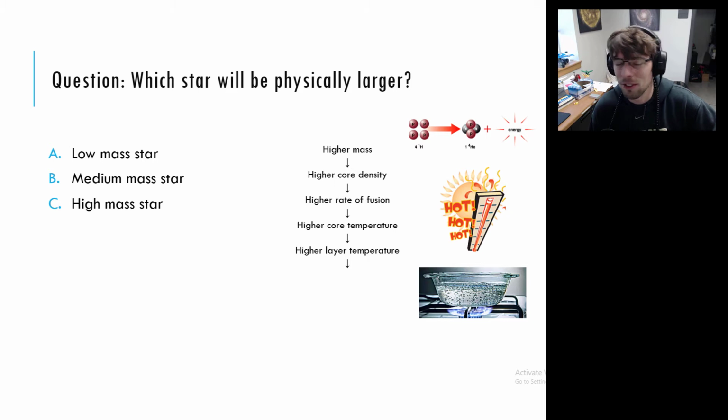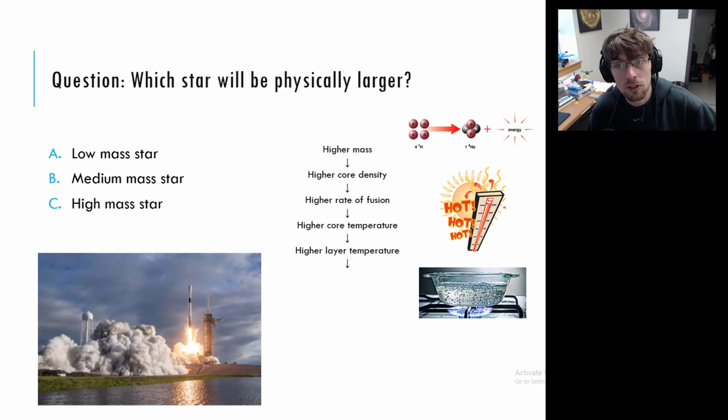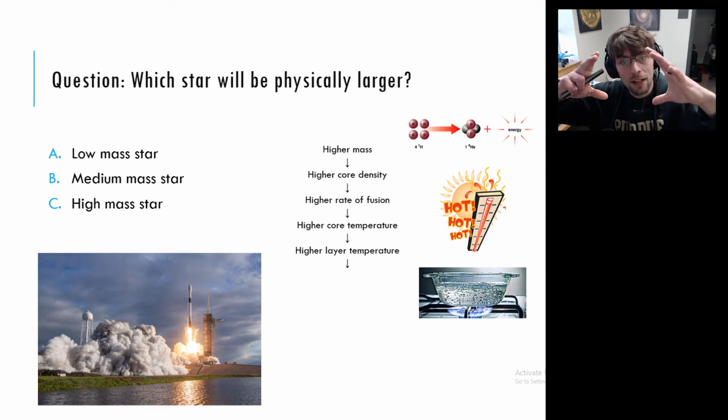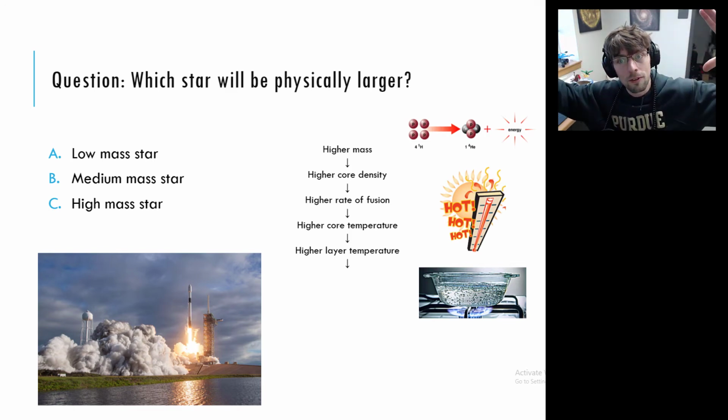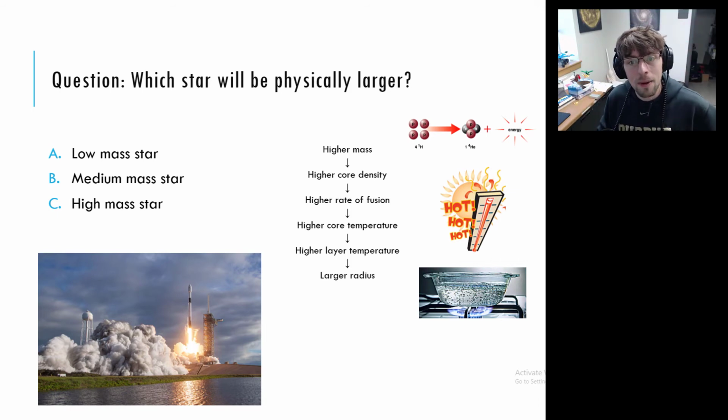You got it. I'm sure you got it. Higher temperature means higher kinetic energy for the outer layer, which means those atoms that are moving faster can move further away from the center of the star. And so a higher mass star will give you a larger radius.